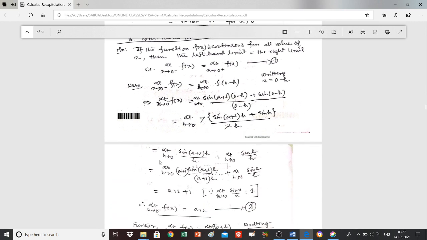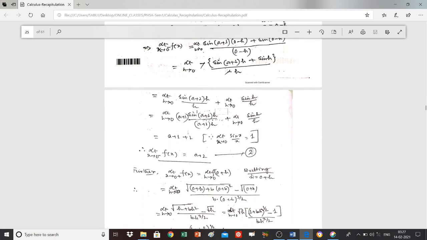So from here you can find that limit h tends to 0 of sine(a+1)h by h, plus limit h tends to 0 of sine h by h. Just multiply both the numerator and the denominator by a plus 1. That is done here in the first term, and the second term is as it was in the previous line. You know that sine x by x is equal to 1, so this will provide you a value a plus 1, and from here another one. So the left hand limit is equal to a plus 2.